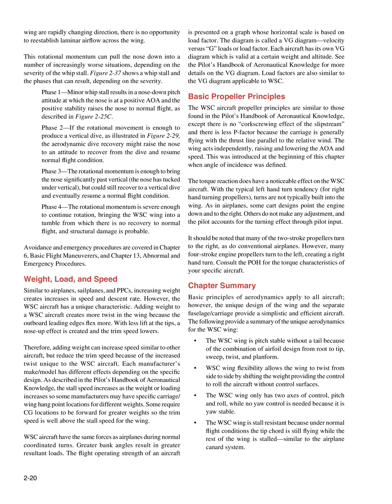The flight operating strength of an aircraft is presented on a graph whose horizontal scale is based on load factor. The diagram is called a VG diagram, velocity versus G loads or load factor. Each aircraft has its own VG diagram which is valid at a certain weight and altitude. See the Pilot's Handbook of Aeronautical Knowledge for more details on the VG diagram. Load factors are also similar to the VG diagram applicable to WSC.